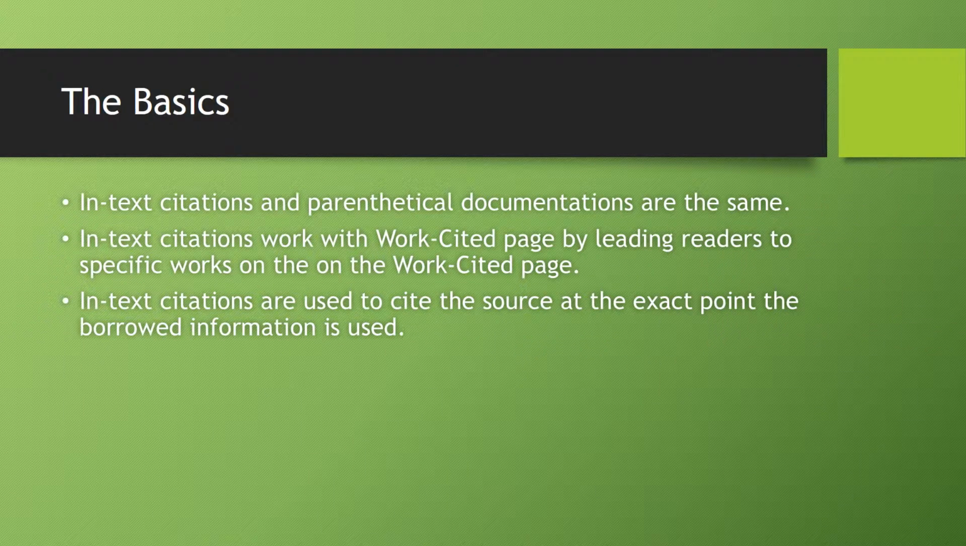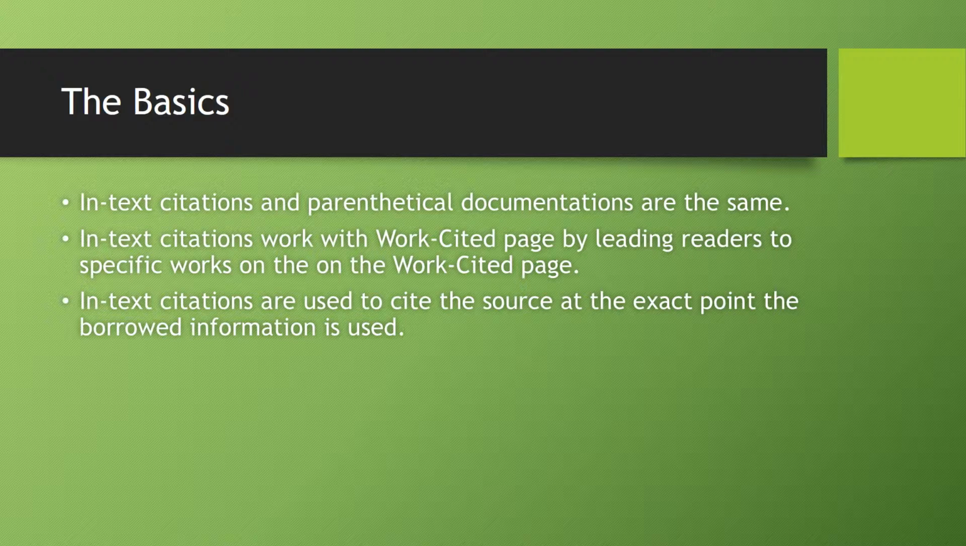So pretty much the basics for in-text citations would be that they're the same thing as a parenthetical documentation, and then in-text citations work with the works cited page by leading the readers to specific works on the works cited page. An in-text citation says the author's name. That author's name is going to be the first entry for that source on the works cited page on the left-hand margin.